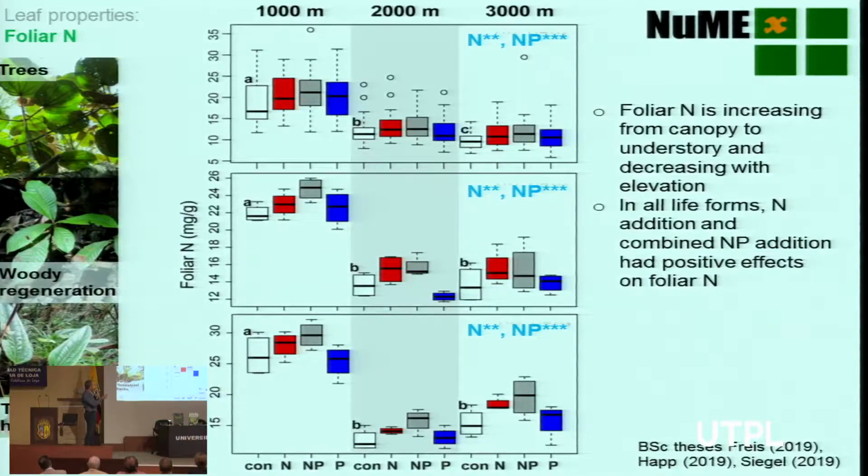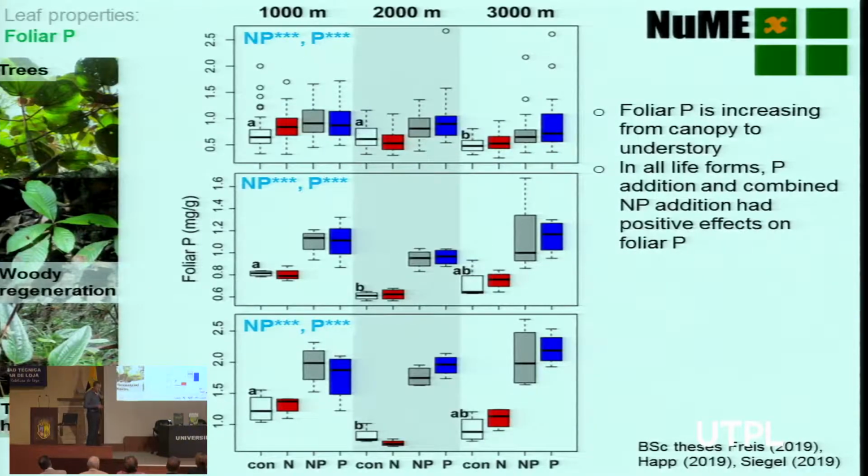And the different colors represent in white the control, in red nitrogen, in gray the combined addition of nitrogen and phosphorus, and in blue phosphorus alone. So you see there were, in the case of nitrogen, significant effects of nitrogen addition and combined N and P addition. Where we add these nutrients, we get higher concentrations in the leaves. And if we compare the different life forms, we see that there is a difference. So we have relatively low values of nitrogen in the canopy. Values are getting higher in the regeneration and in the terrestrial herbs. And with elevation, there is a decrease in trees and also a decrease in the other life forms.